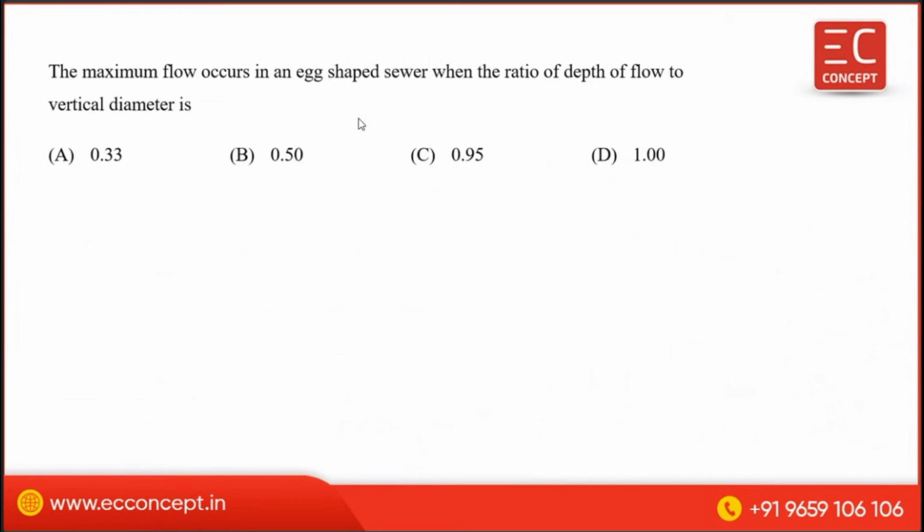So the maximum flow occurs in an egg-shaped sewer. When the ratio of depth of flow to vertical diameter is around a certain value, we get Qmax. Qmax occurs at H by D equal to 0.95.